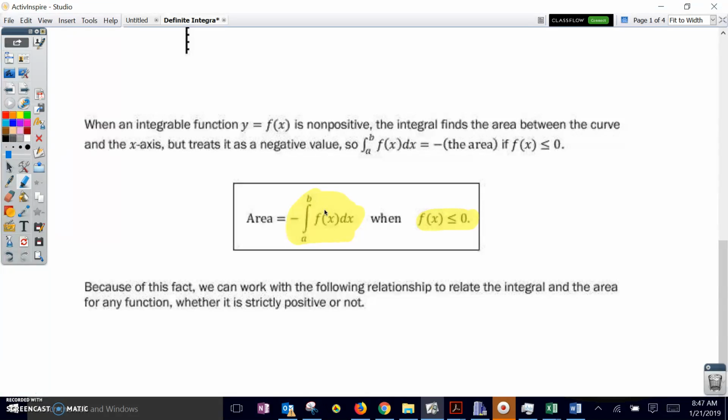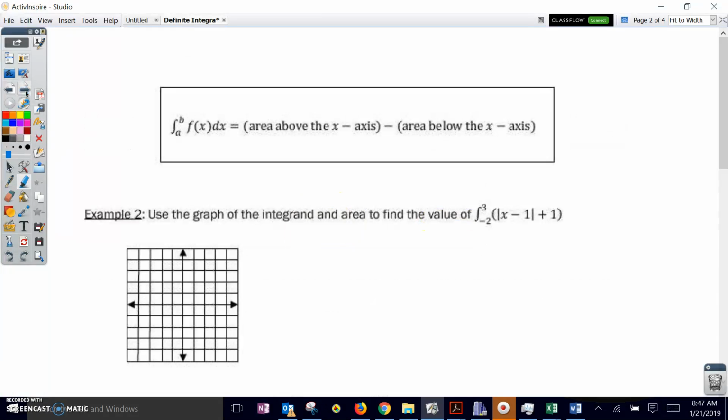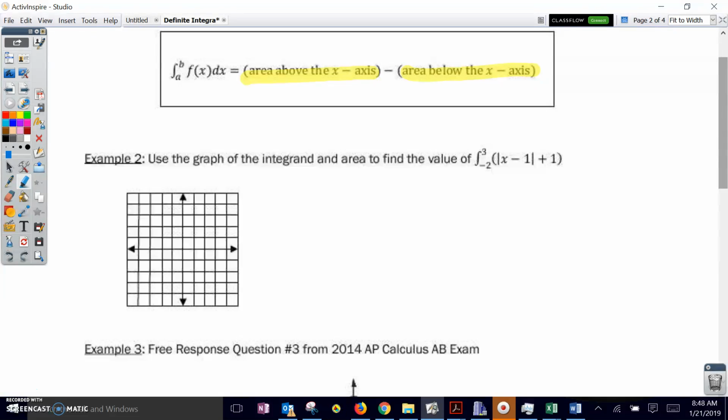And using this, we can then deal with relating the integral and area for any function, whether it's positive or not positive or whatever. By using this relationship, the integral from a to b of a function is equal to whatever area is above the x-axis minus whatever area is below the x-axis. And we're going to use that here in example 2. In example 2, it says to use the graph of the integrand and area to find the value of the integral from -2 to 3 of the absolute value of x minus 1, plus 1. Alright, and this is going to be a v-shaped absolute value with a vertex at 1, 1.